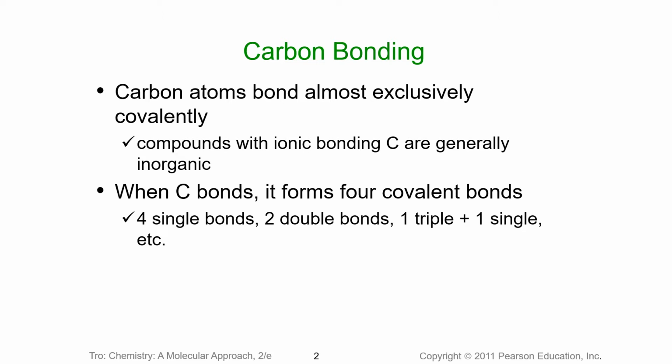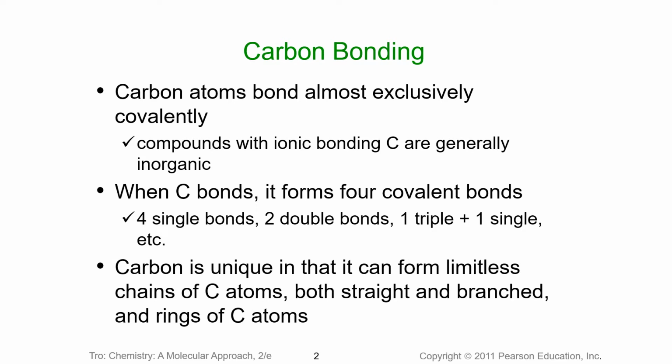So this can be any combination. It can be 4 single bonds, it could be 2 double bonds, it could be 1 double bond and 2 single bonds, or it can be a triple bond and a single bond. But carbon likes 4 bonds.